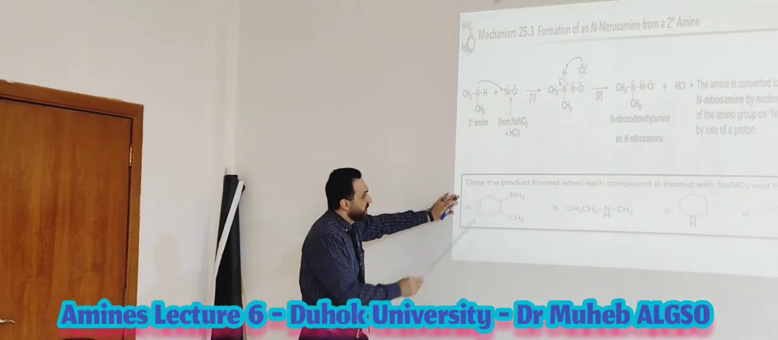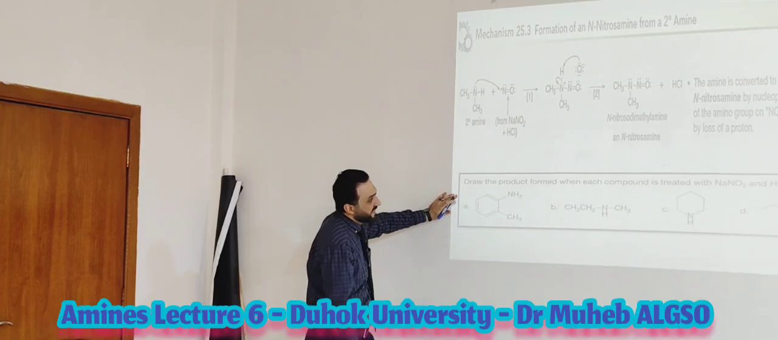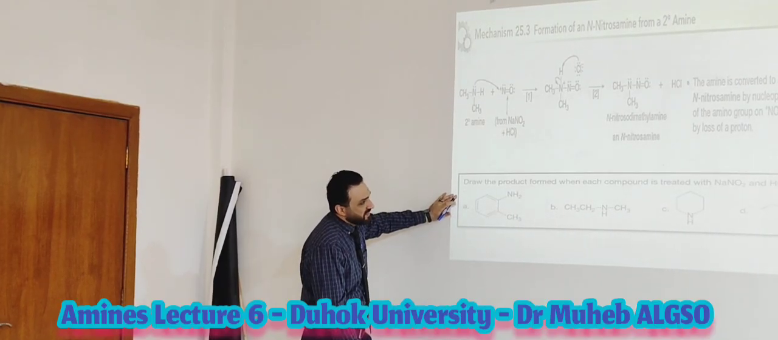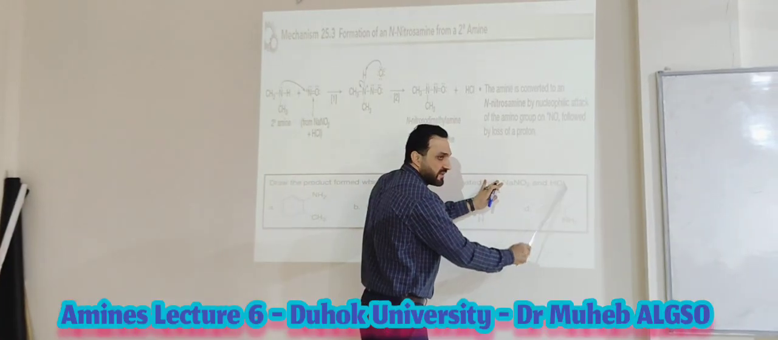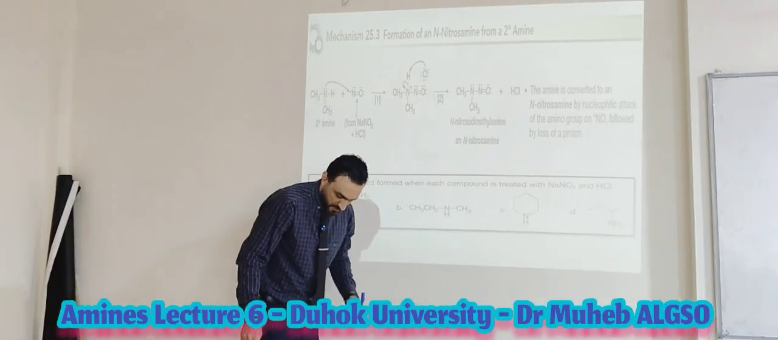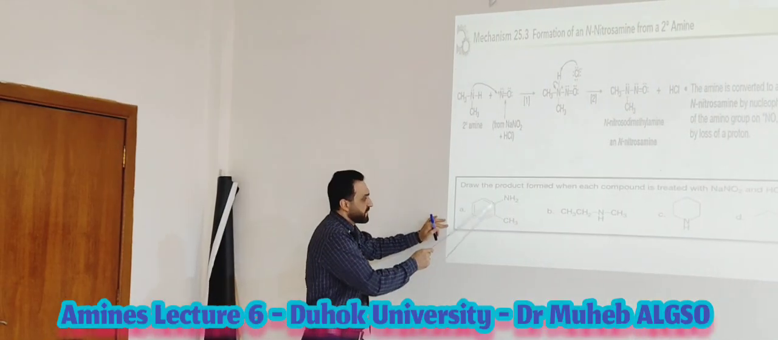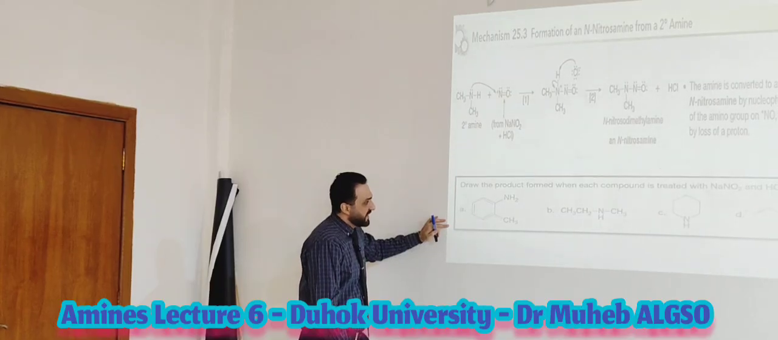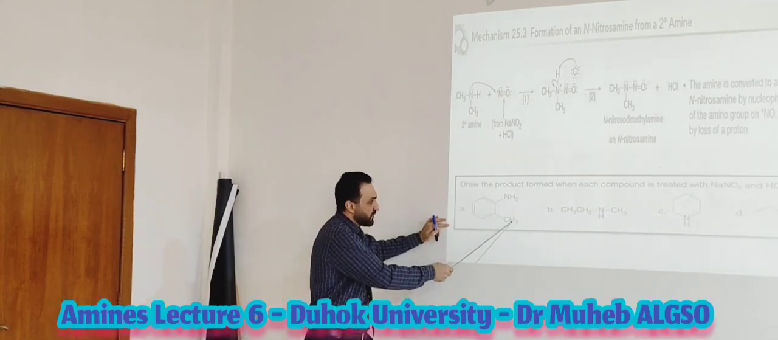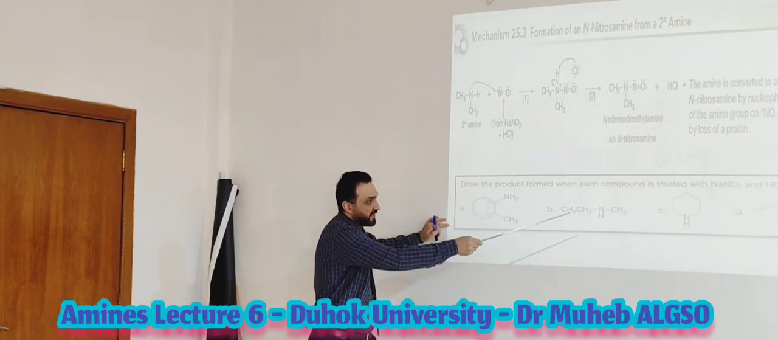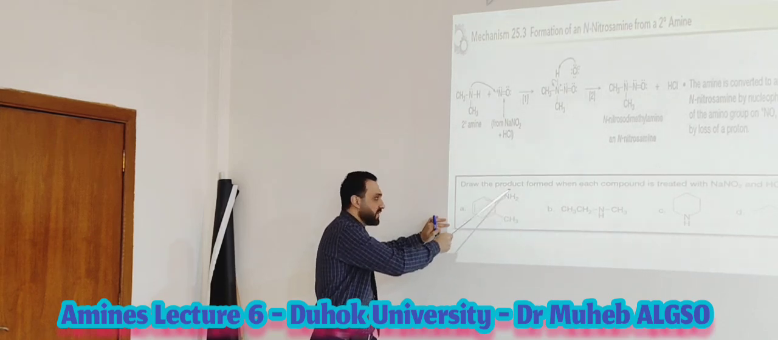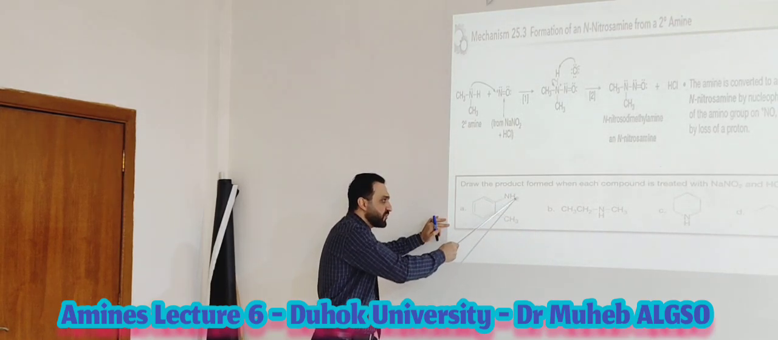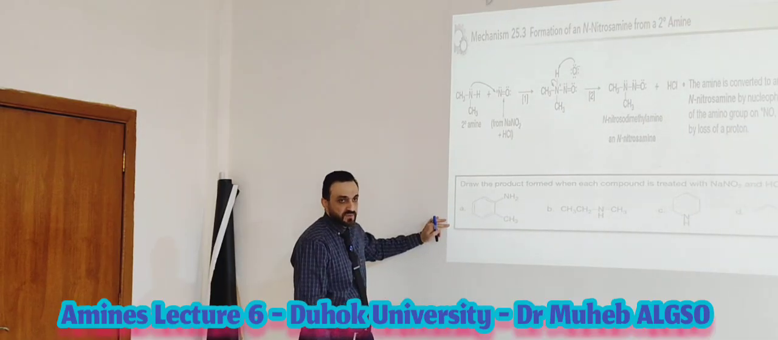So look at this. Homework, it is a question. Draw the product formed when each compound is treated with what? Always NaNO2/HCl, meaning diazonium salt. Okay, look at this first one. We have aniline and aniline substituted with a methyl group. Any group, it will react with NaNO2/HCl. The NH2 will react and give you N2Cl, the diazonium salt.